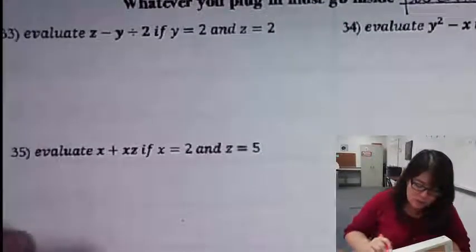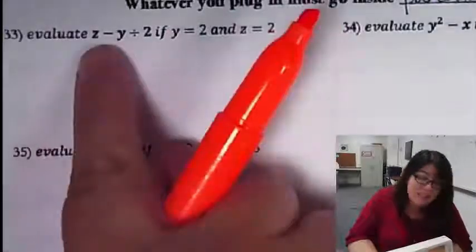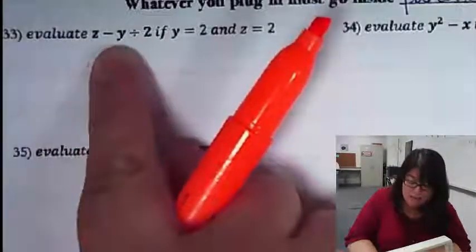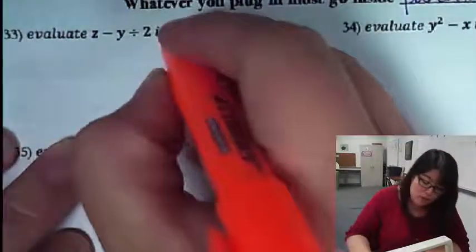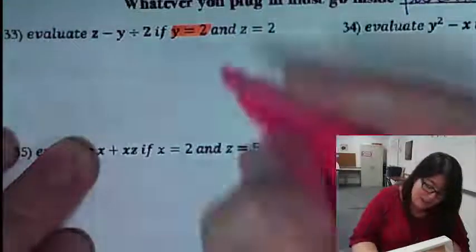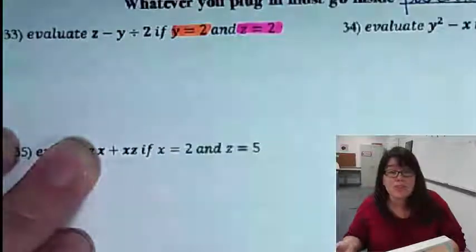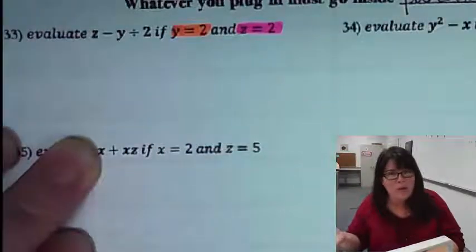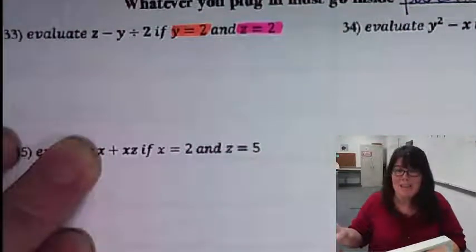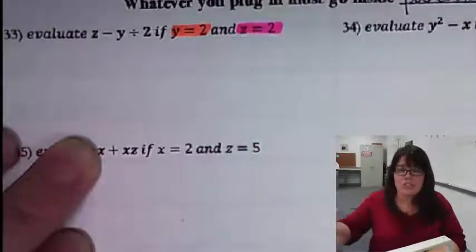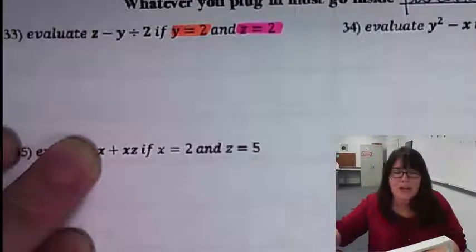In number 33, it says, evaluate this expression, z minus y divided by 2, if y equals 2 and z equals 2. Then what is the value of that expression? Because remember, we could plug in anything we want for y and z. So that's why we look to the question to see what it wants me to plug in. What do you want me to evaluate this for?